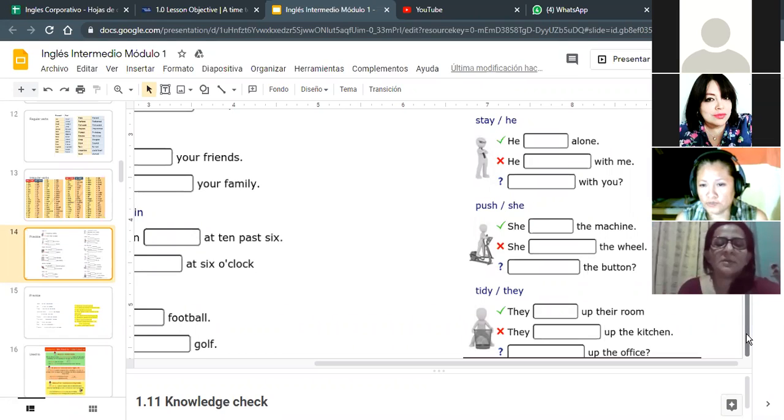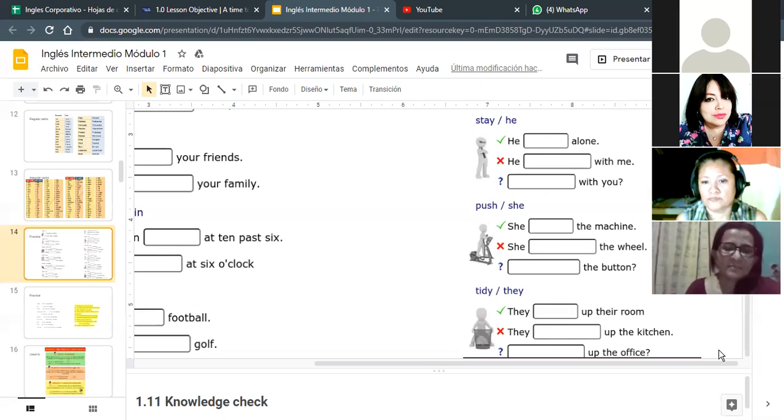He pushed the machine. Okay, she pushed the machine. And the negative? She didn't push the wheel. And the question? Did she push the button?